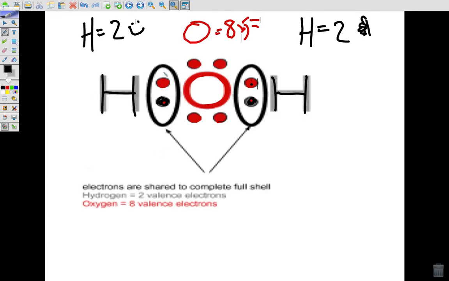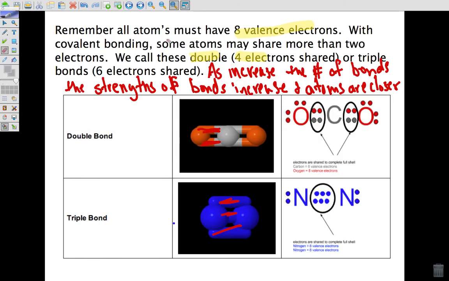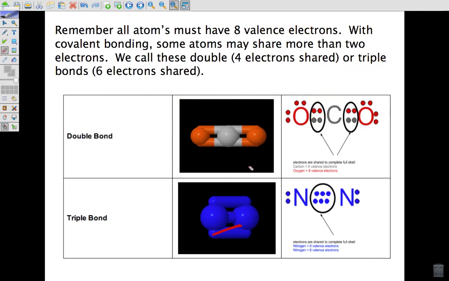This is the key thing. You can count these electrons in this bond twice because they are shared. They are shared electrons. All right. Our next step then is to name these chemical formulas.